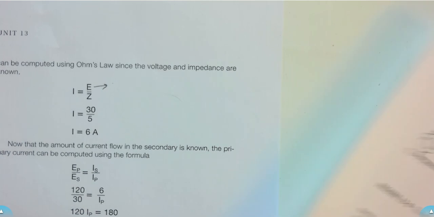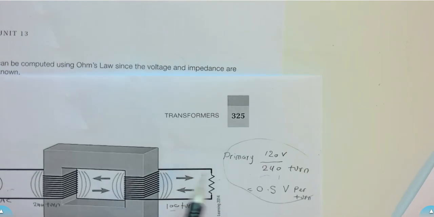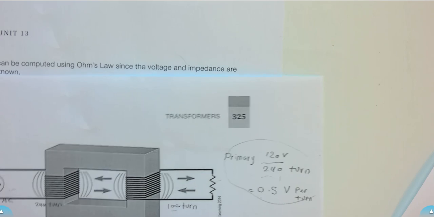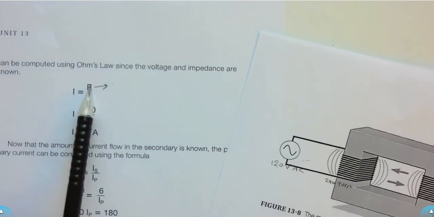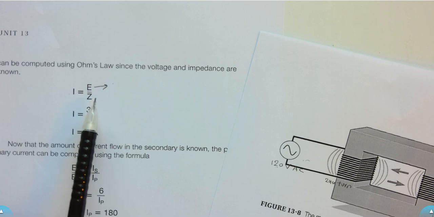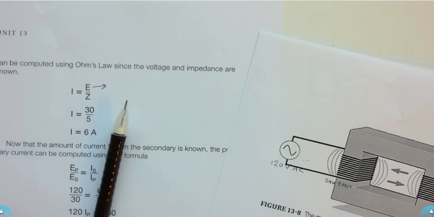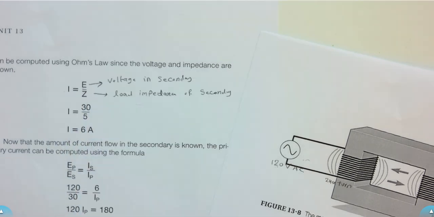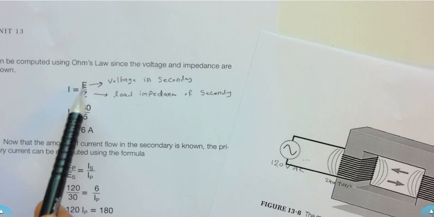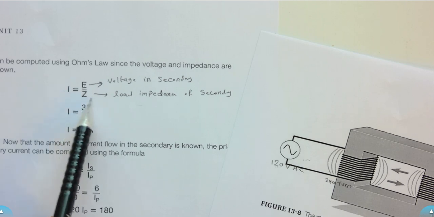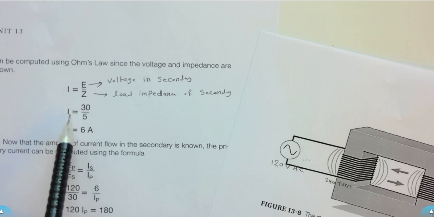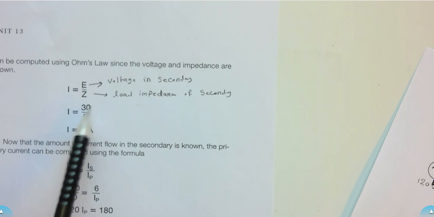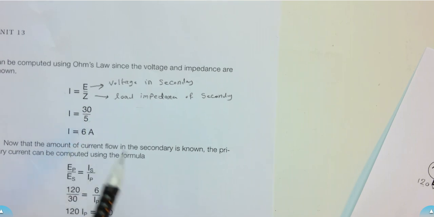And if I give you the impedance here equal to 5, we know the current equals the voltage over the resistance or the impedance. Okay, guys, the voltage in the secondary is 30 and the load impedance is 5. That means I can find the current, which equals 6 amps, because 30 divided by 5 equals 6.